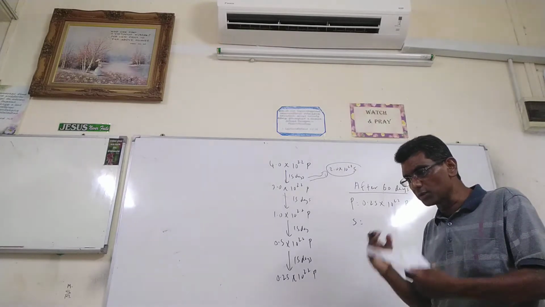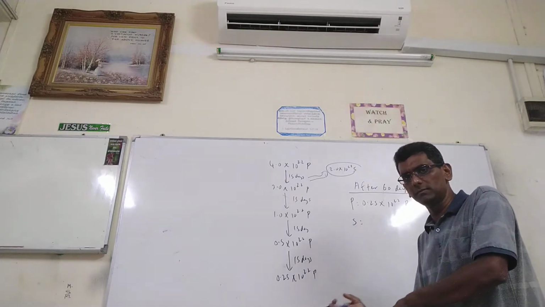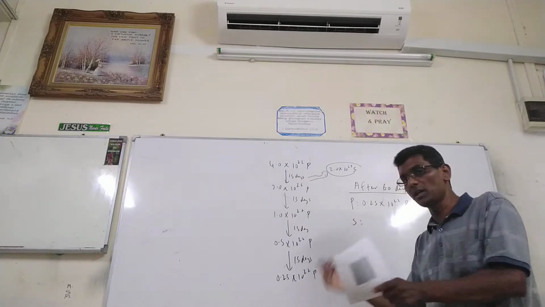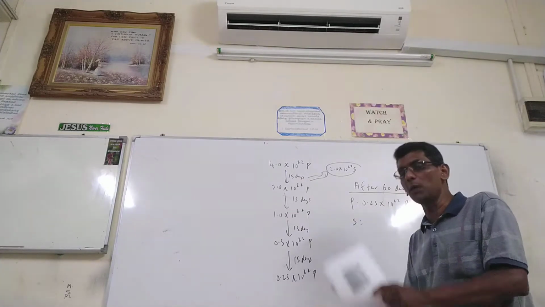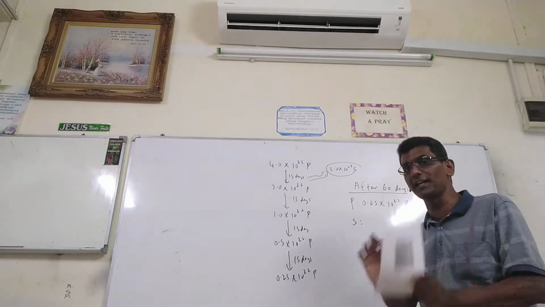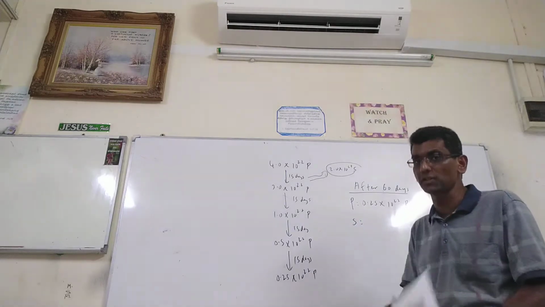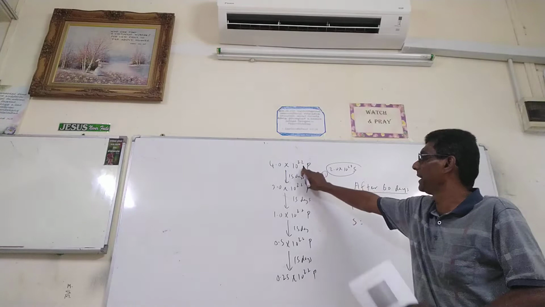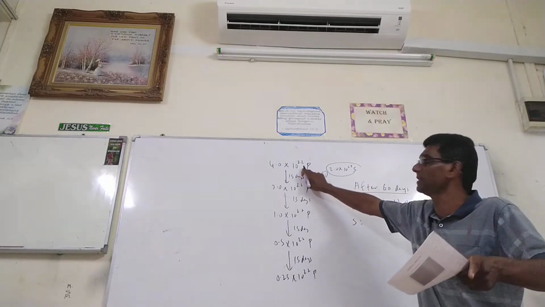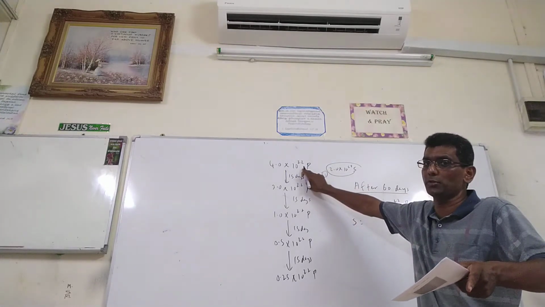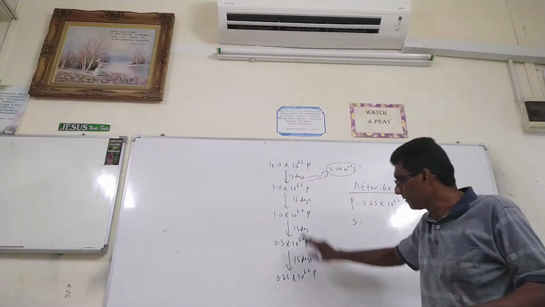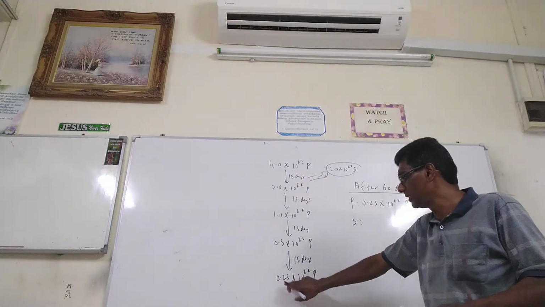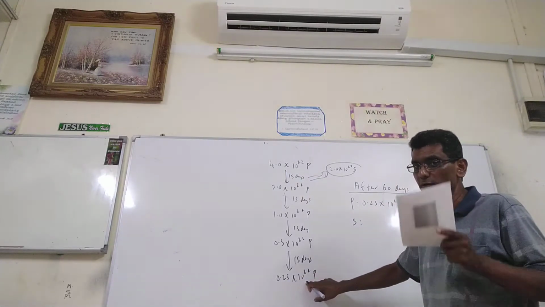How much phosphorus turned into sulfur? This question asks how much changed to sulfur. So how many phosphorus changed to sulfur after 60 days? Before the 60 days, there were 4.0 times 10 power 22 phosphorus. After 60 days, 0.25 times 10 power 22 phosphorus remain.